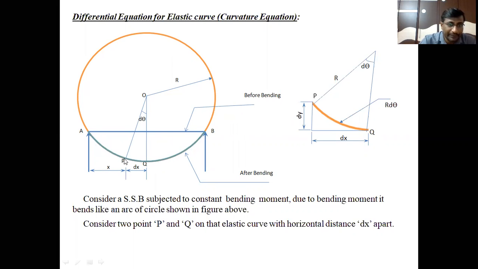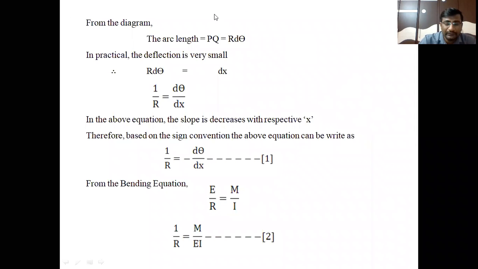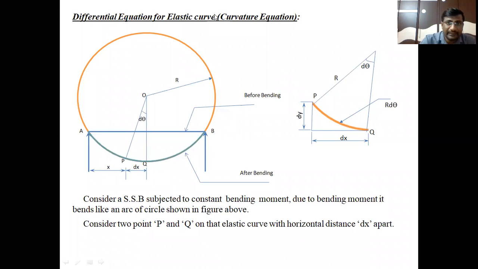Let us take the point P at a distance of x from the left support. And dx is the horizontal distance between P and Q. x is the distance of P from the left support. So I have drawn an enlarged view here. This is the enlarged view.